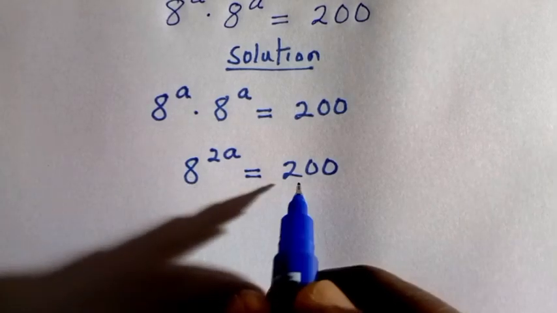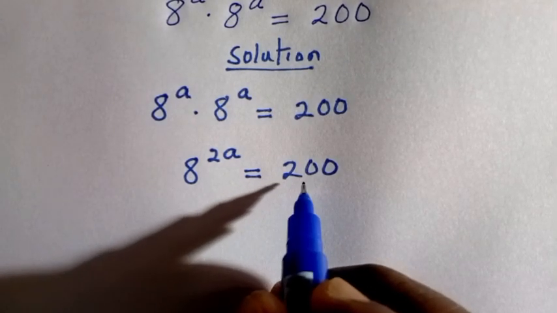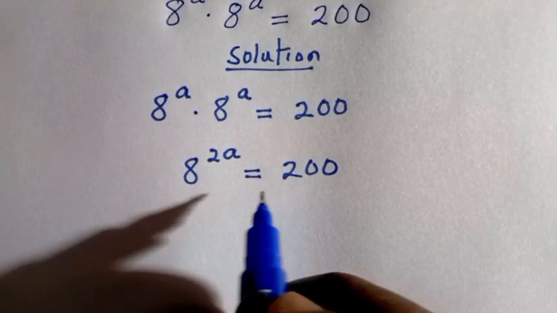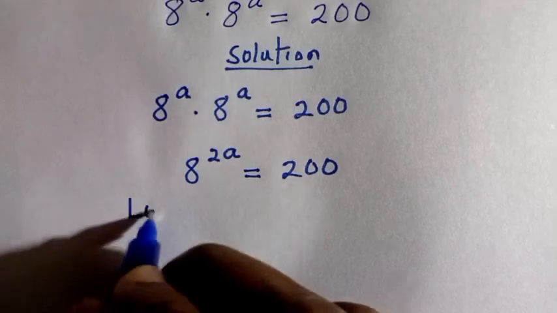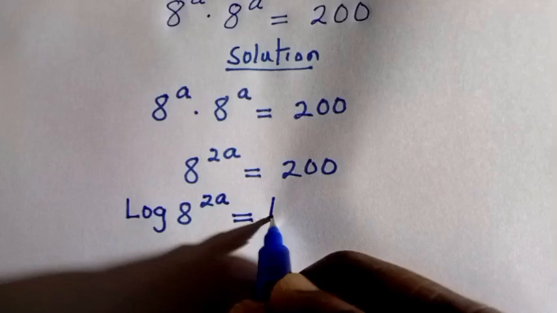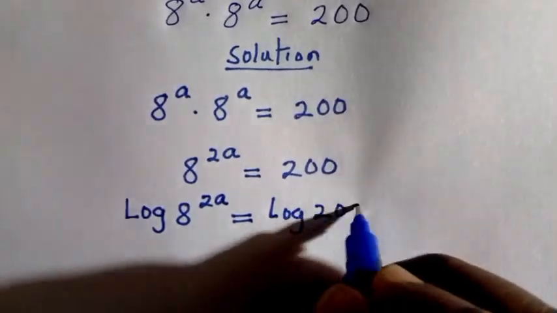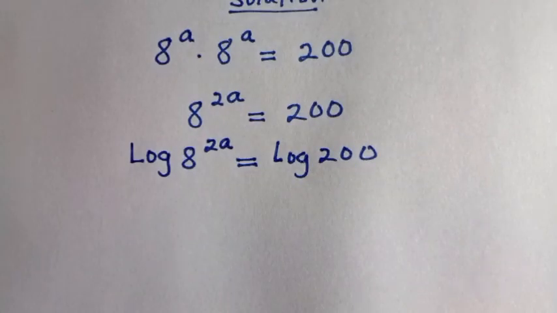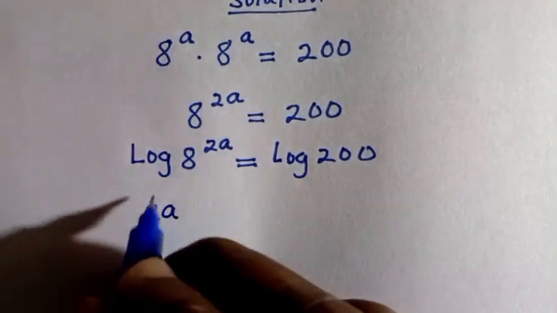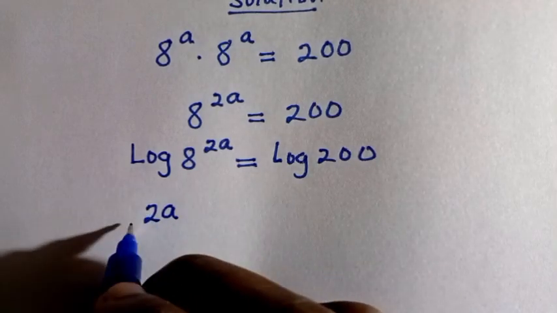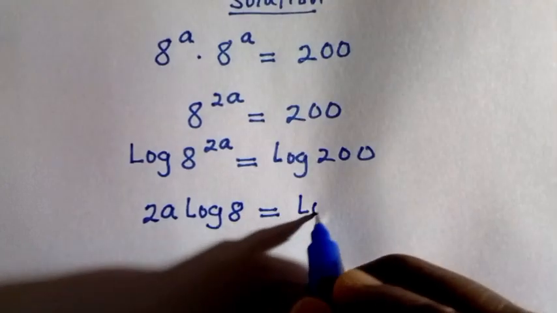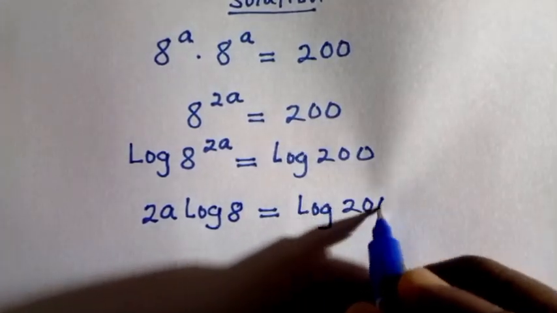So here we have 8 and here is 200, and we cannot express 200 as a perfect power of base 8. So what we do is we introduce log on both sides. We have log 8 to the power of 2a equals log 200. And by the rule of logarithm, the 2a comes down to the front, so we have 2a log 8 equals log 200.